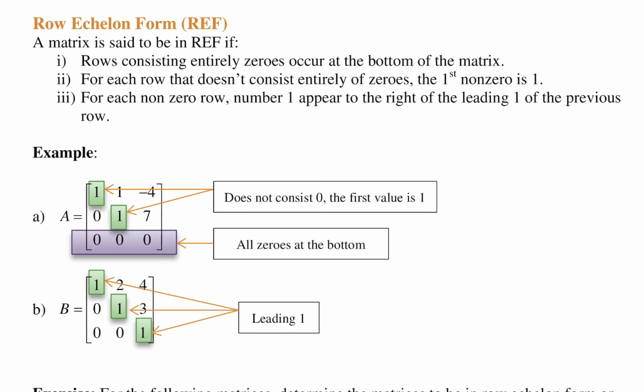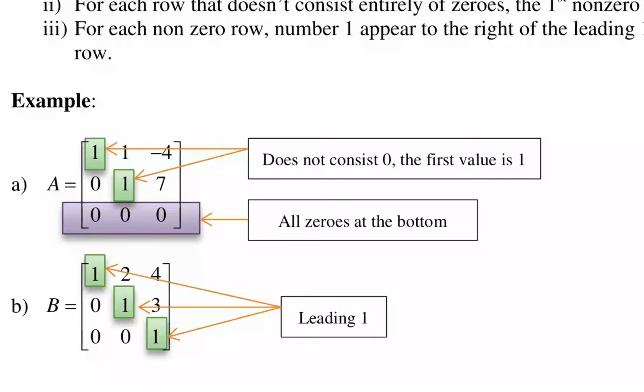The first one: if our rows consist entirely of zeros, they must occur at the bottom of the matrix. Then, for each row that doesn't consist entirely of zeros, the first non-zero number is 1. The third one: for each non-zero row, the leading 1 appears to the right of the leading 1 of the previous row. So we look into these two examples here.